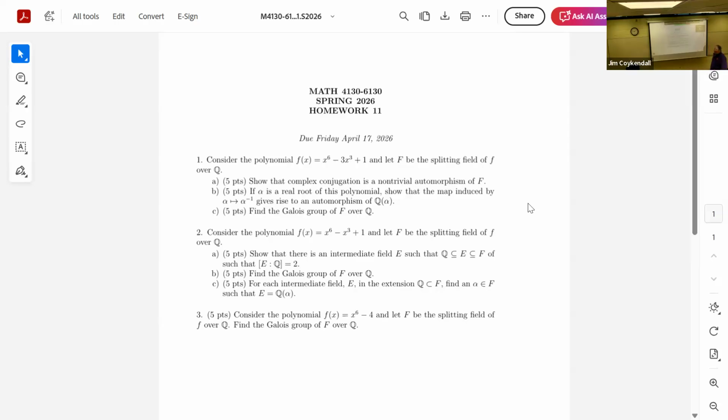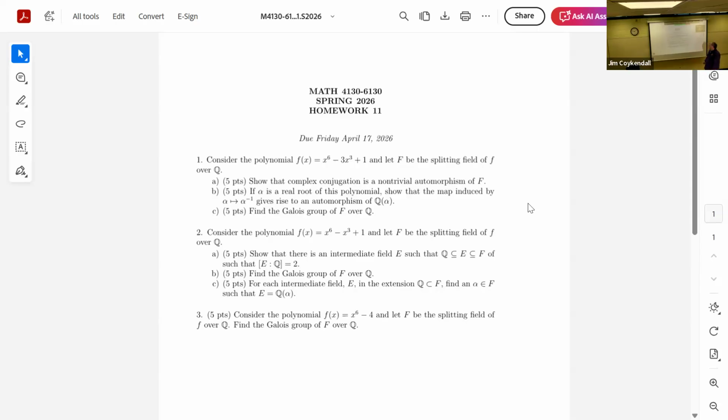If you ever hear the terminology, find the Galois group of a polynomial, what does that mean? That means you're finding the Galois group of the splitting field of that polynomial. Consider the polynomial x^6 minus x cubed plus 1. Notice I did change the 3 to a 1. Let F be the splitting field of little f over Q. Show there's an intermediate field E between Q and F of degree 2 over the base rationals.